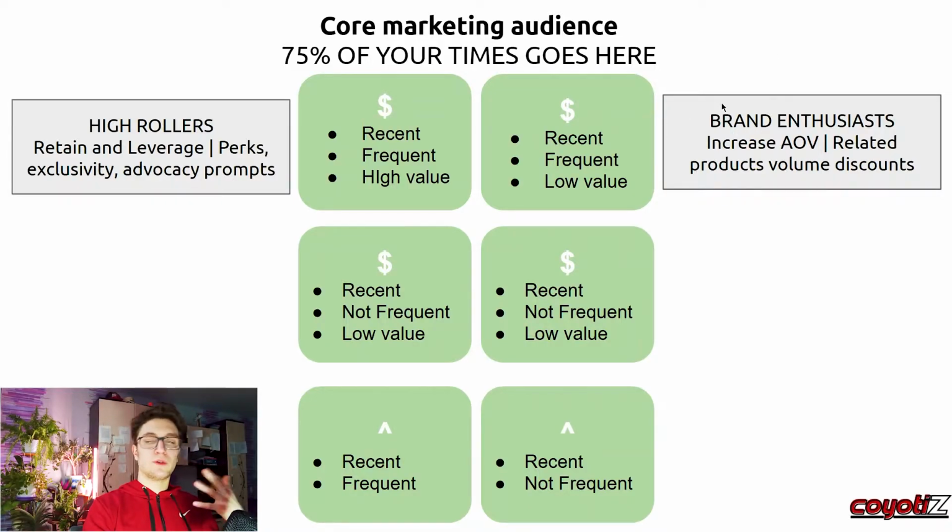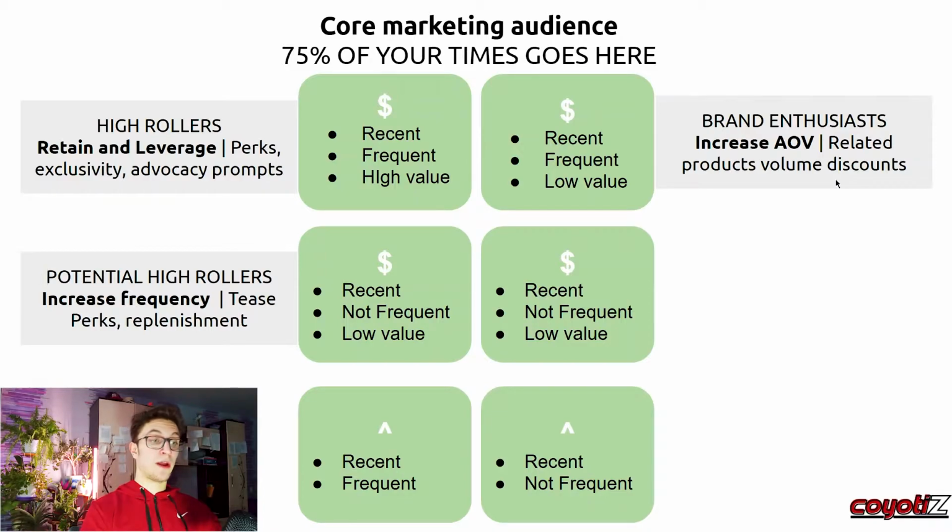But in this case, I just call them brand enthusiasts. So your goal here is to increase your AOV, right? Because all they really lack is the AOV. Because these guys, high rollers, right? Everything is perfect and they're buying those high ticket products. Like the AOV is crazy. These guys, they buy a lot, but they buy maybe like one product there, right? They're like not spending a lot of money with you. So the way you do this is like related products, volume discounts. Those are like two that I really recommend here.